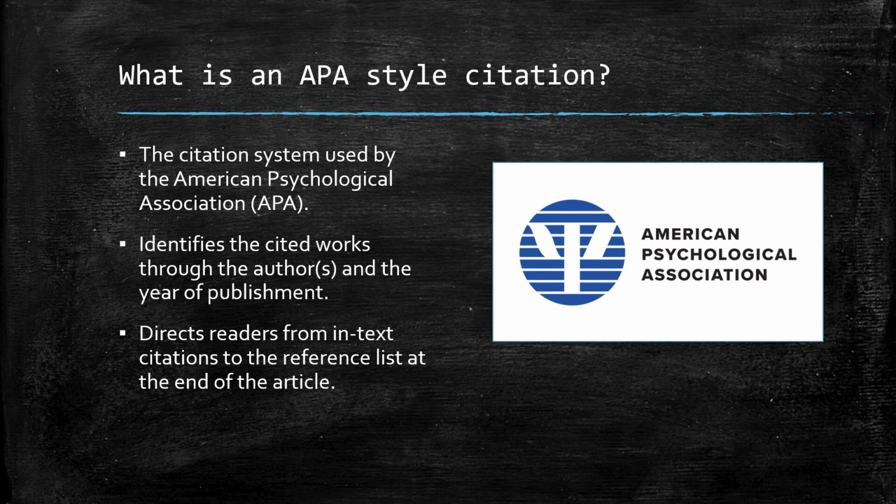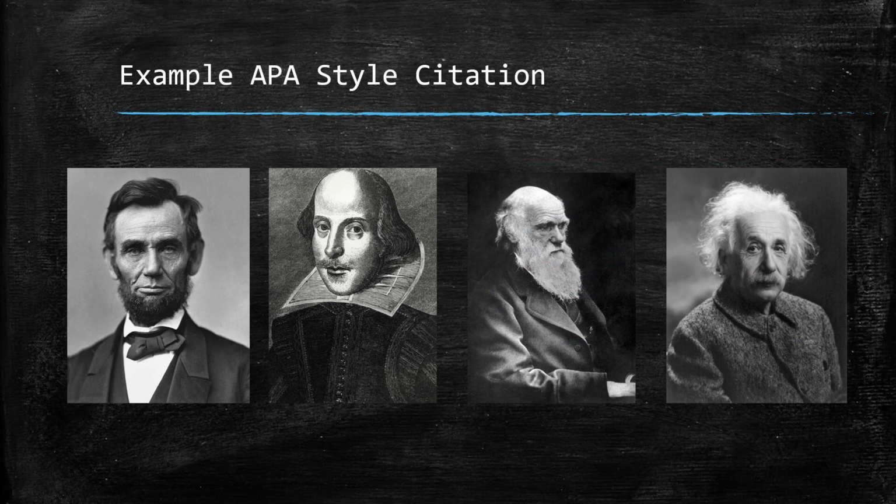In this video, we will work backwards and first understand a full citation on a reference list or bibliography. Then we will discuss how one might encounter that citation in the text of an article. To better understand the individual components of a reference list citation, we will write one using an imaginary example. Let's imagine that we have 4 historical figures that published a scientific article together. These figures are Abraham Lincoln, William Shakespeare, Charles Darwin, and Albert Einstein.